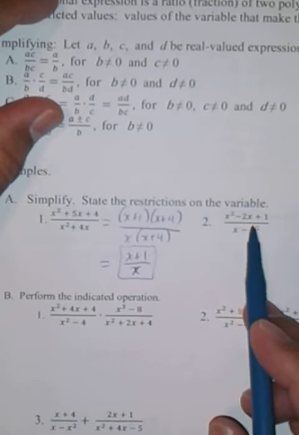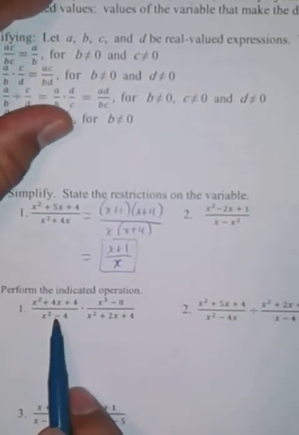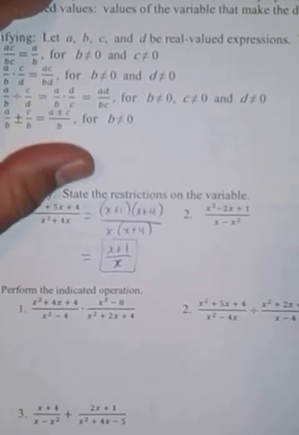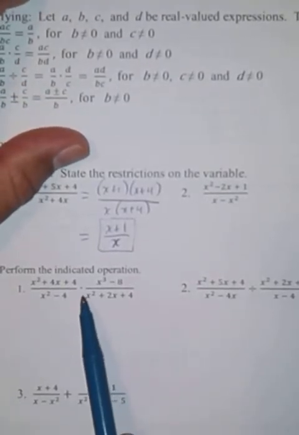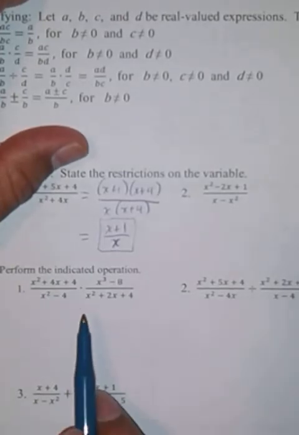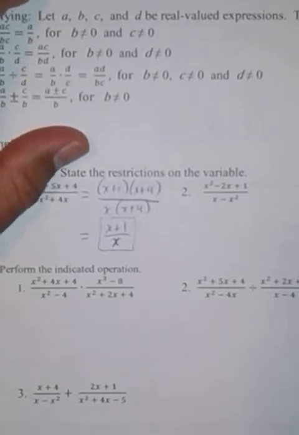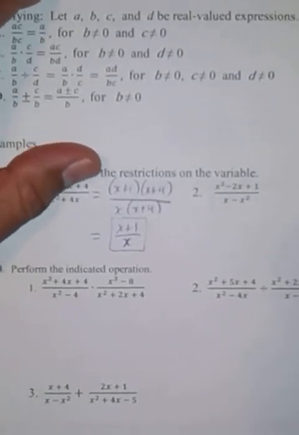Number 2 is x squared minus 2x plus 1 over x minus x squared. Let's try part B, perform the indicated operation. So we have 3 examples. 1 is a multiplication, 2 is a division, and 3 is an addition. We will do number 1, and then we will start number 3. I'm not sure if I want to finish it here. I think I want to leave some of it for class.